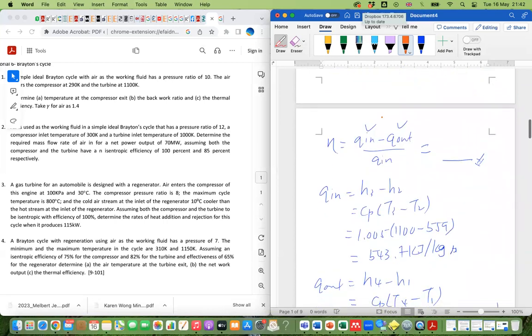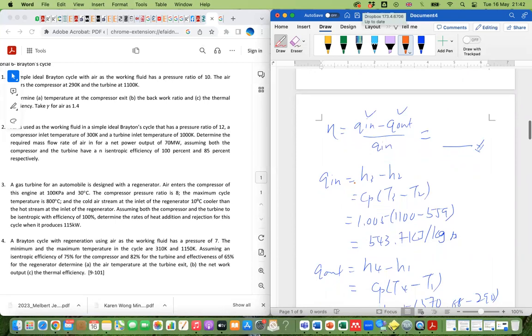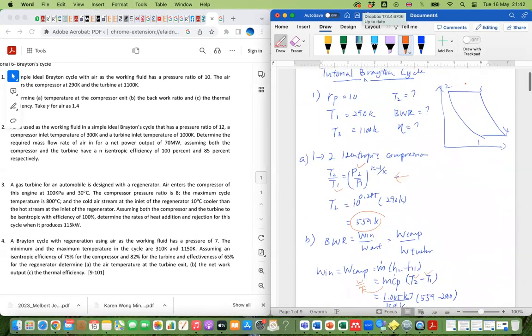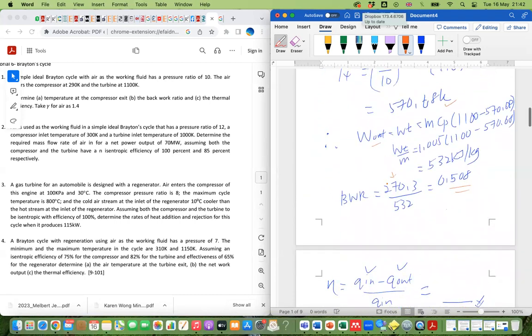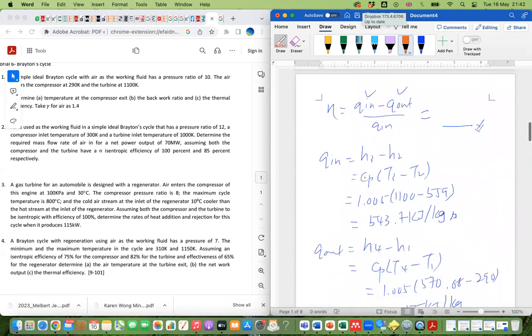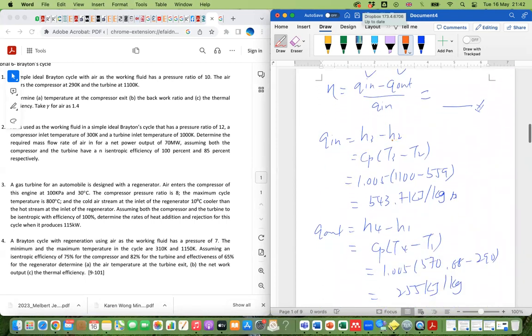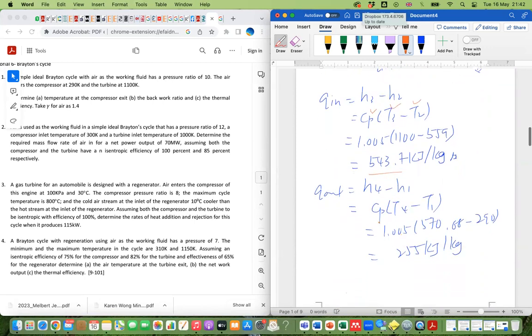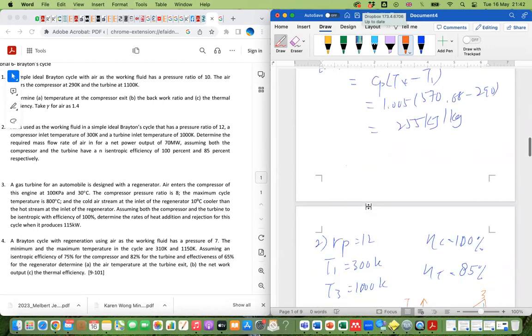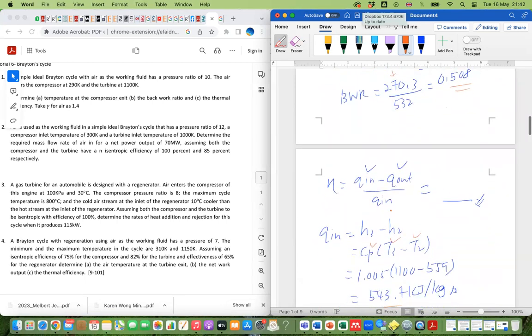For the efficiency, it's quite simple. You have to find the heat; just now was work. The heat Q in is from 2 to 3, as we know from the Otto cycle, and this is Q out. So go back here. Q in is H3 minus H2. We know the Cp value, we know T3, we know T2, so we can get our Q in easily, as well as our Q out, and you're able to get your efficiency. It's quite straightforward, isn't it?